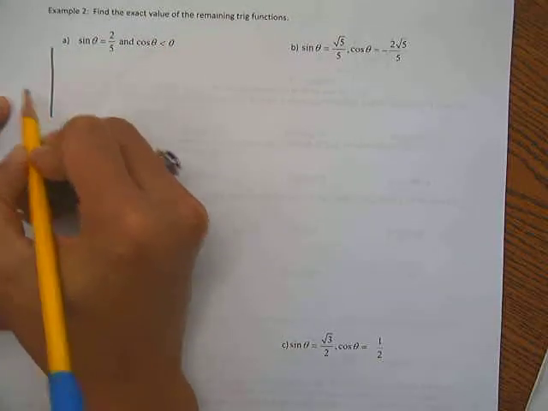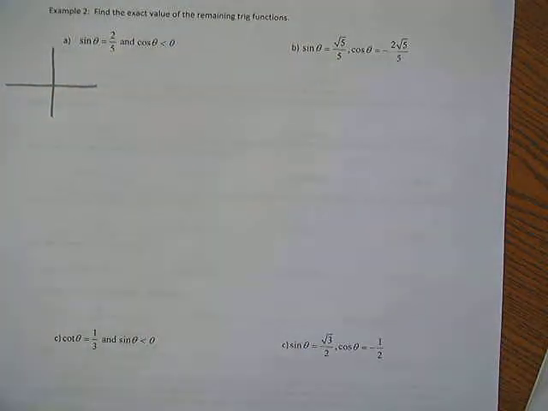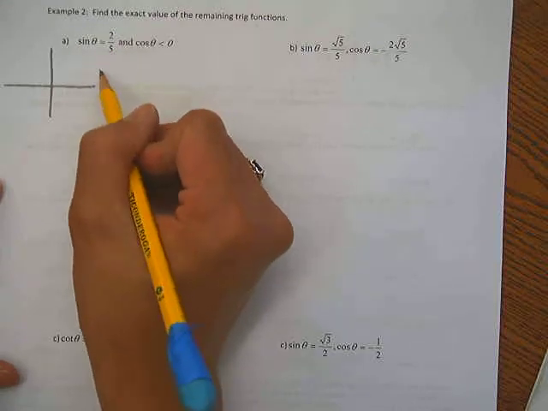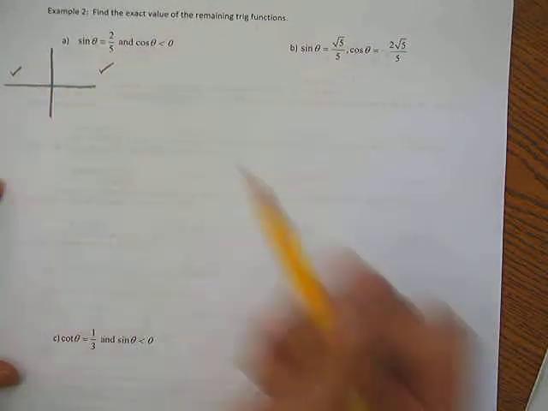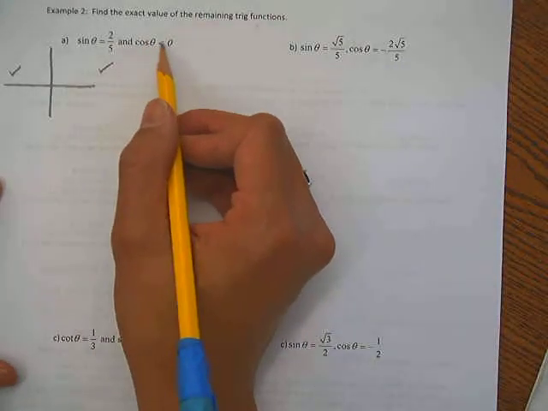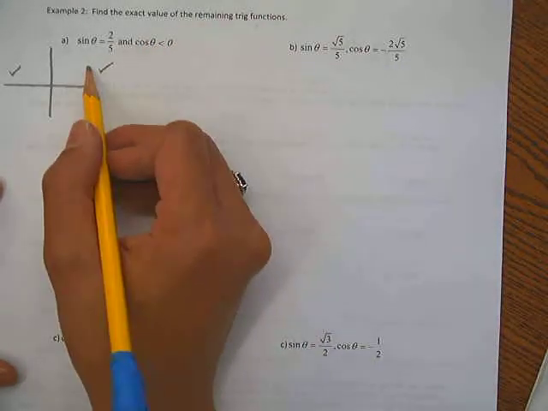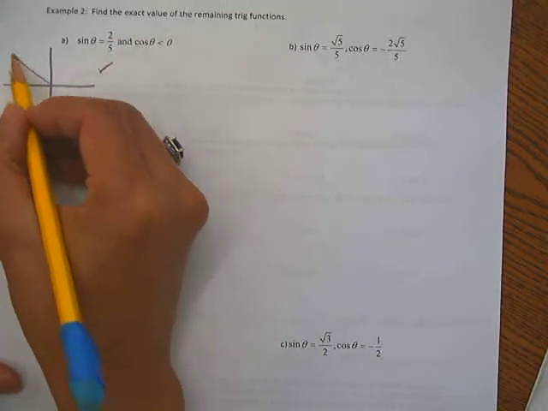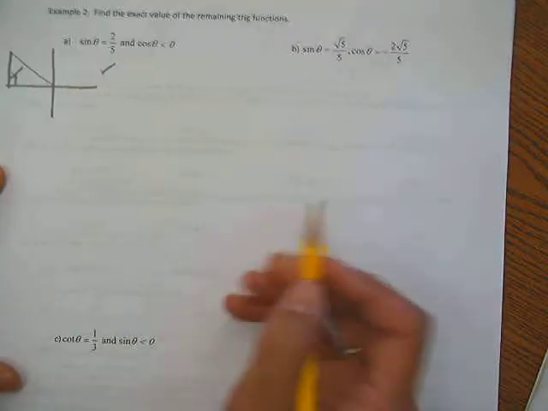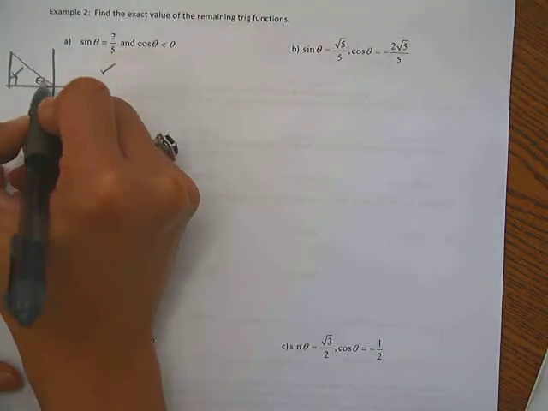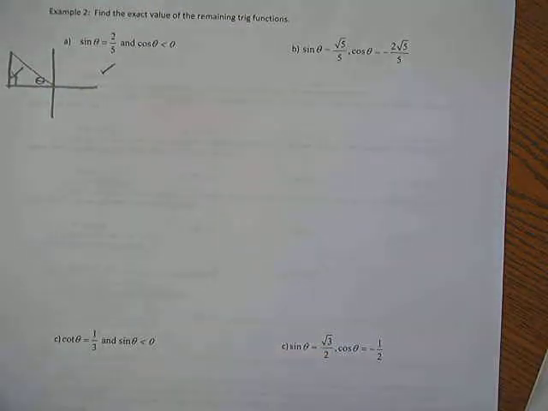So I'm going to draw a particular coordinate plane here. Sine is positive 2 over 5, so I can only have it in quad 1 or quad number 2. And it says that cosine of this same angle is negative. In quad 1, everything's positive. In quad 2, cosine's negative. So this is where I'm going to draw my angle. Oh, I'm sorry, my triangle. Here is angle theta, whatever it is. I don't know what it is. I don't care what it is.